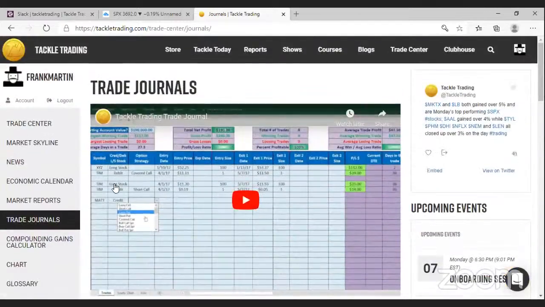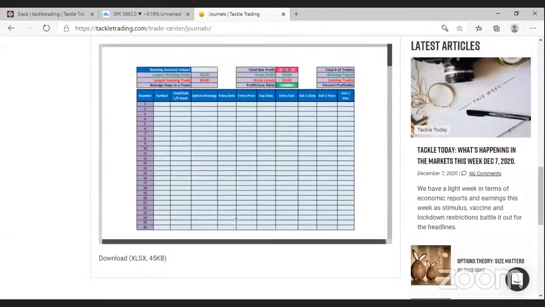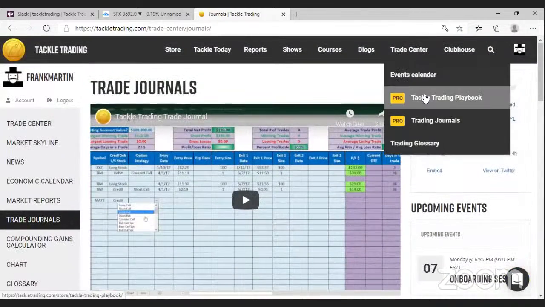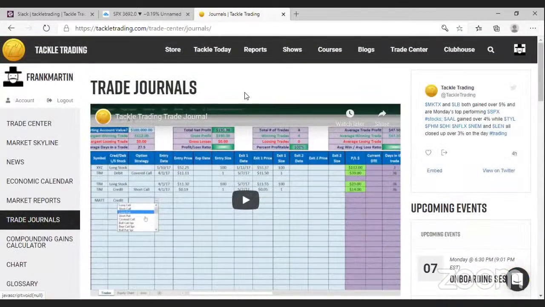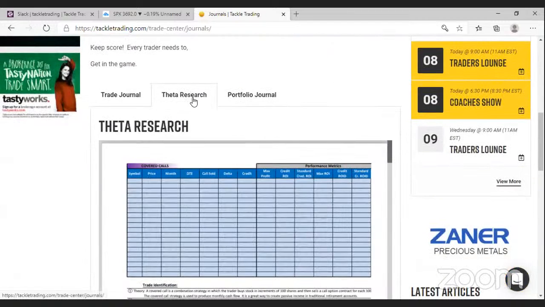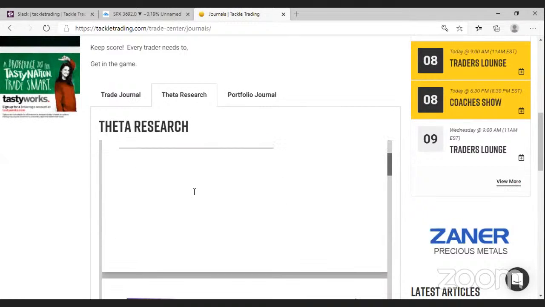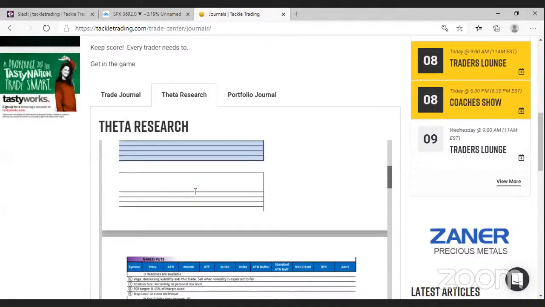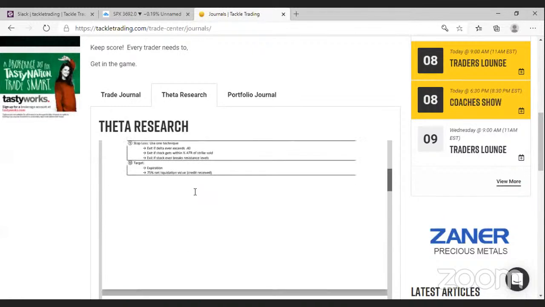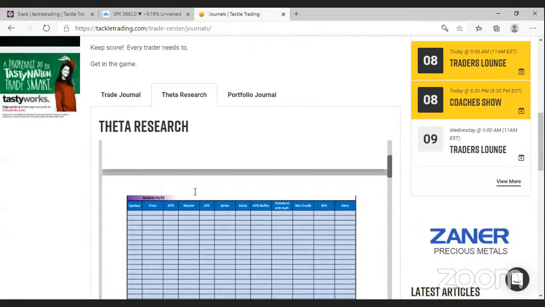If you're interested in the trading journals this way, you'll find the links to download them in here as well as just directly in the link itself up here in the Trade Center drop down. We'll find our trade journal, that's what we just looked at, and the theta research journal for building out your credit trades, right? Building out your covered calls, building out your naked puts, building out your credit spreads, right? So it can be a really helpful tool for our cash flow type of traders.